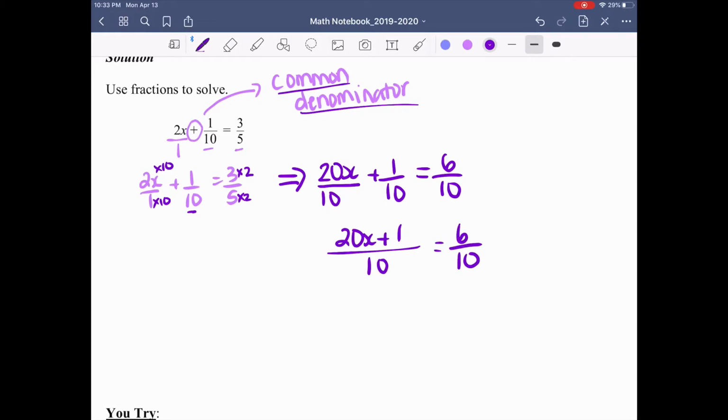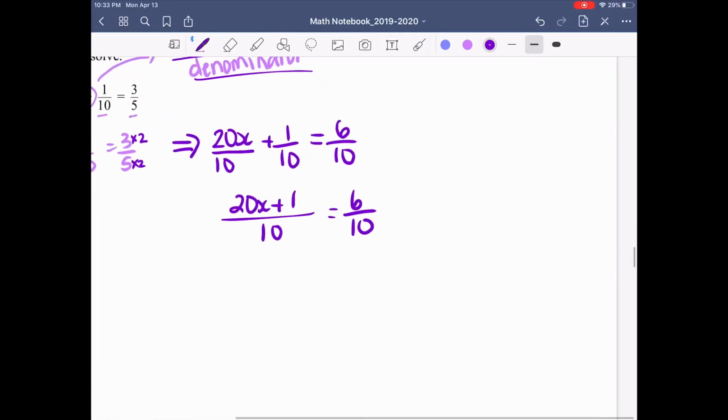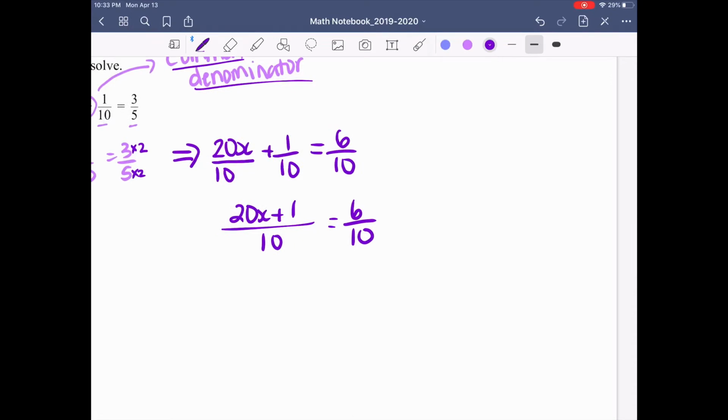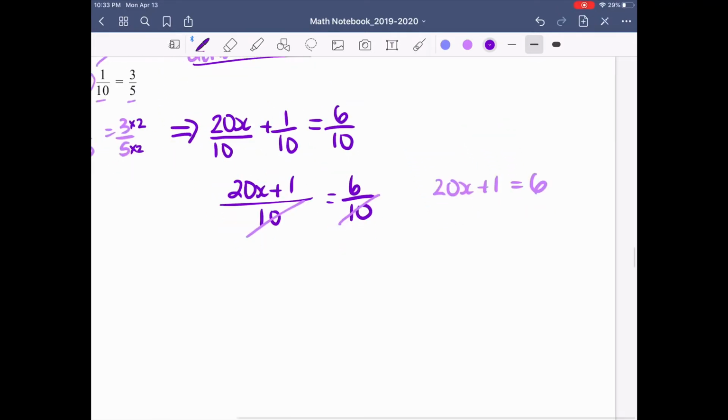Now, there's two ways that you can do this. You can cross multiply and divide at this point, which is going to take you a lot longer. Or what you can do is say that these 10s, since they're common denominators, we can actually just ignore them and make this 20x plus 1 is equal to 6. Okay, I'm going to show you both ways. So this is the way where you ignore the denominators because they're already set to be the same and just solve the numerators. So once you have a common denominator, just solve the numerator.